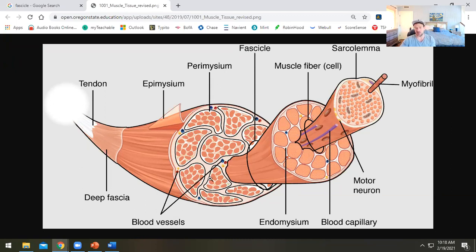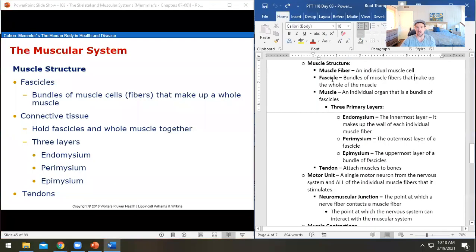Then that fascicle is bundled together with a whole bunch of other fascicles. So here's a fascicle, here's a fascicle, here's a fascicle, and all that's wrapped together. That's your actual muscle. So muscles are bundles of bundles of bundles. And then that whole thing is wrapped in an outer wrapper that we call your fascia, right? So a fascicle is a bundle of muscle cells that make up the muscle as a whole, and the muscle is an individual organ that is a bundle of muscle fascicles, right? So you've got a muscle fiber, then you've got a fascicle, which is a bunch of muscle fibers, then you've got a muscle, which is a bunch of fascicles, okay?